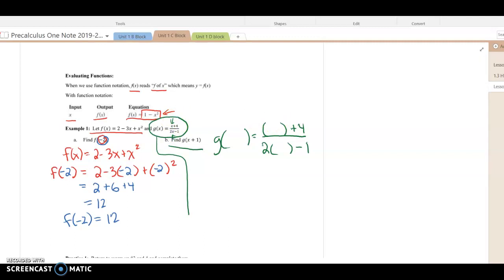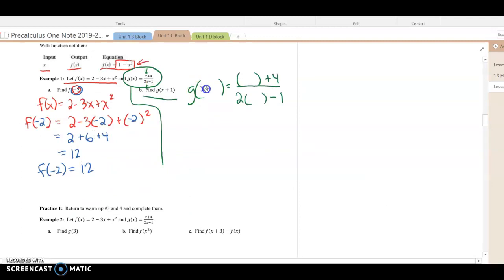Now in this particular problem, we're doing x plus 1. So every place there's a parentheses, we're going to replace that with x plus 1. So x plus 1, x plus 1. Now to simplify, the numerator becomes x plus 1 plus 4 divided by, now we need to distribute the denominator, so 2x plus 2 minus 1. So g of x plus 1 equals x plus 5 over 2x plus 1.